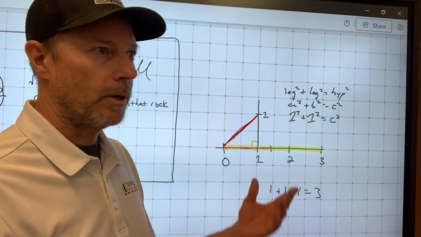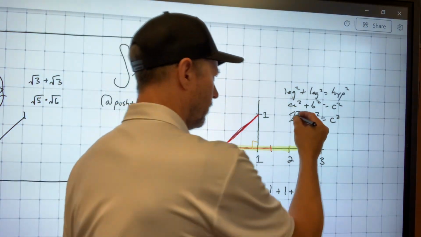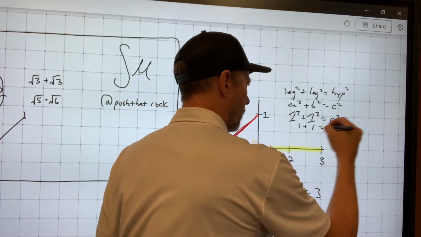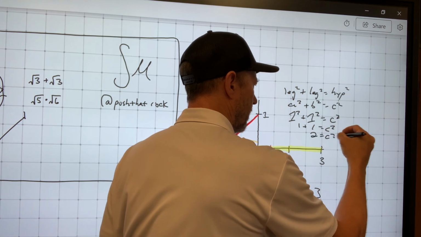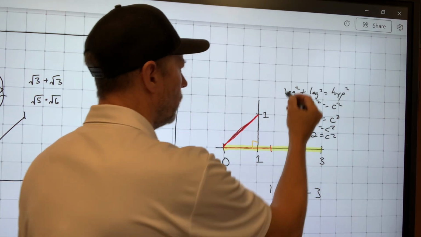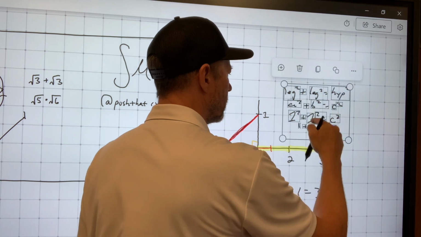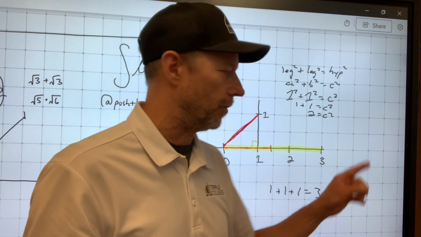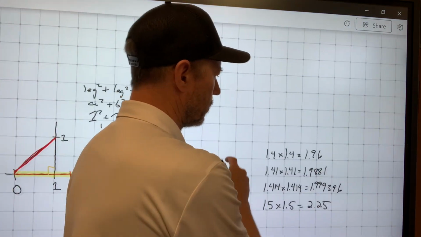Well, 1 squared is just 1. 1 times 1 is 1. So I have a 1 here, I have a 1 here, I add that up. I have 2 is equal to c squared. What do we call that? What number times itself will give me 2? Let's think about that for a minute.